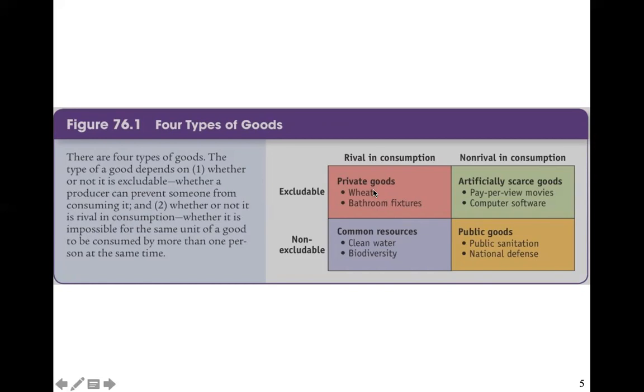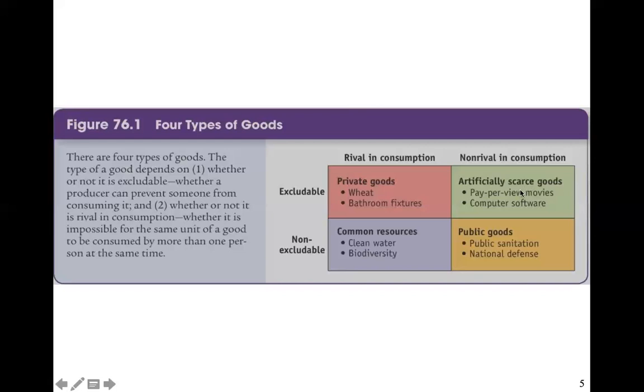The other category over here on the top right is artificially scarce goods, also known as club goods. These are excludable, but they're actually non-rival. So Netflix subscriptions are a good example of this. Netflix's marginal cost of adding one more user is really, really low. And unless their servers are overwhelmed, if there's more people viewing it, you're not necessarily getting in the way of someone else watching the same streaming service.